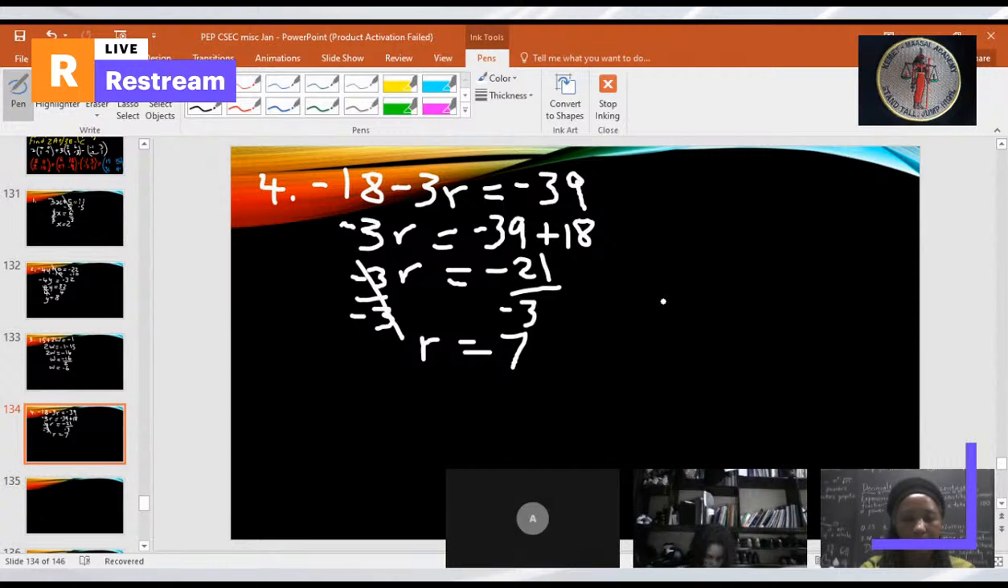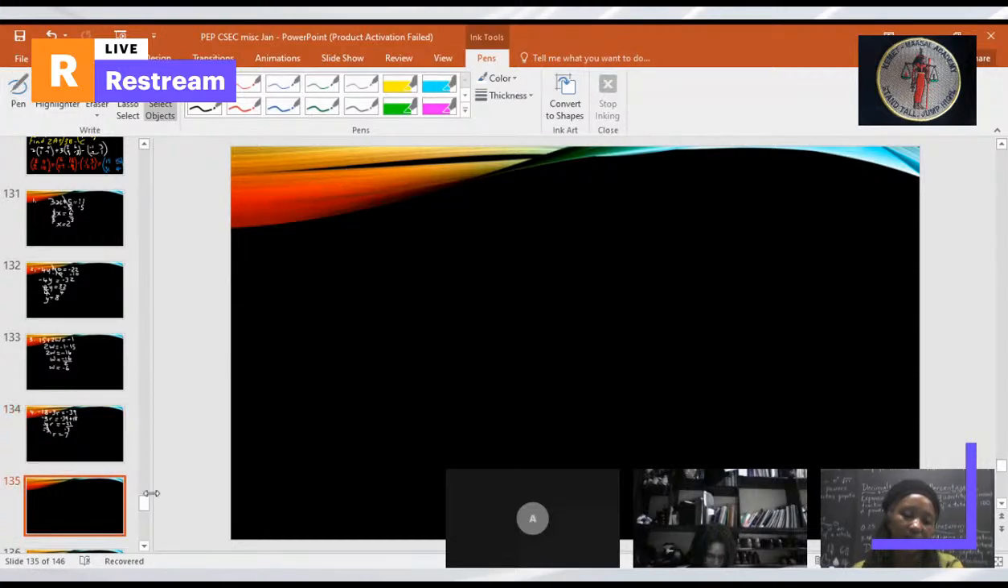Negative 18 minus negative 3 times 7. So negative 3 times 7 would give negative 21. So we'd have negative 18 minus 21. And does that give negative 39? Yes. All right.